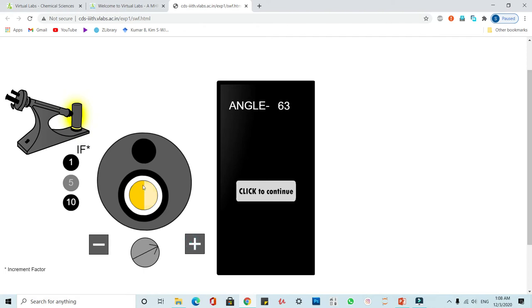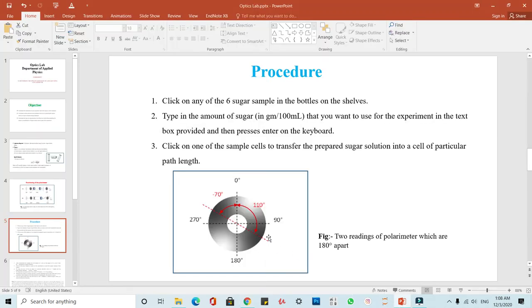So as you can see here, the increment is by 10, so the value is increasing by a factor of 10. So we will click this continue button to start our experiment. So click here to try out without logging in.